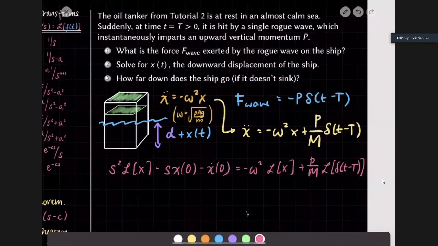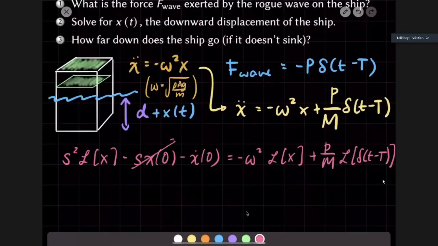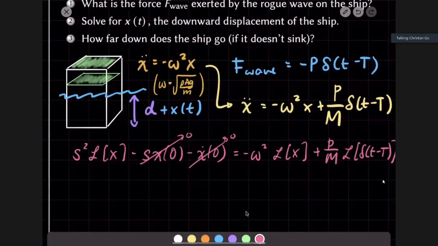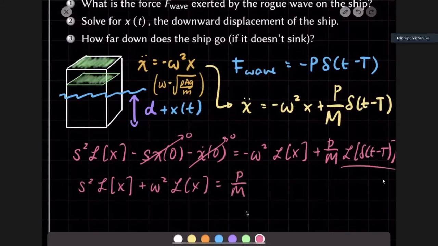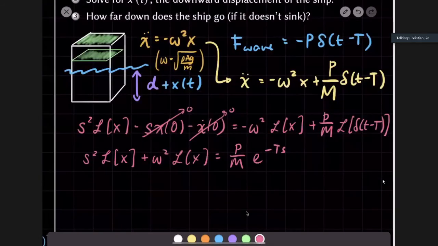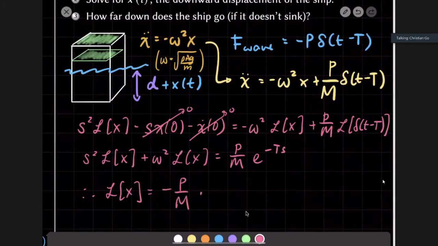The ship is initially at rest, so this is zero. This is zero. I am left with s squared L{x}. Let's move all of your L{x}'s to the other side, plus omega squared L{x} is equal to P over m. Laplace transform of the Dirac delta is just your exponential e to the minus Ts. So L{x} is just, divide both sides by s squared plus omega squared: minus P over m times e to the minus Ts times 1 over s squared plus omega squared.